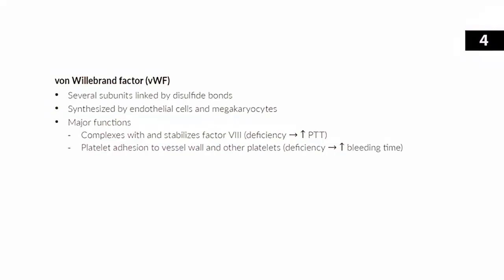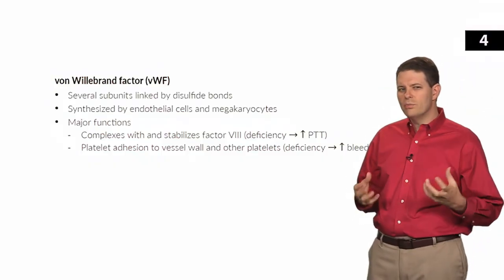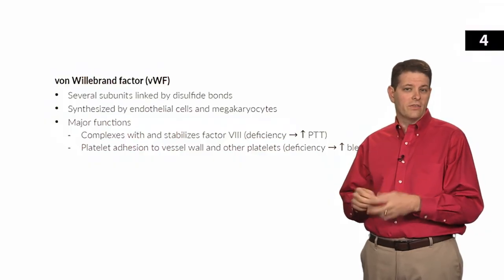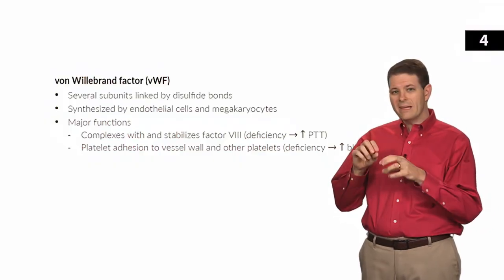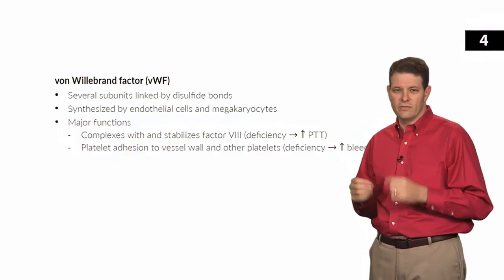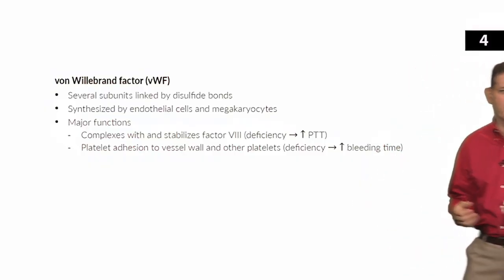Then the other major function of von Willebrand factor is that it's involved in platelet adhesion to the vessel wall and to other platelets. This means that deficiency in von Willebrand factor will also lead to an increase in bleeding time. Bleeding time is a test used to measure platelet function. Now, we don't really do bleeding times much anymore, but the basic idea is that you cut the skin and you see how long it takes for the bleeding to stop. Since the platelet plug is what stops the bleeding initially, the bleeding time is a test of platelet function. So bleeding time will be prolonged in anything that impairs platelet function.